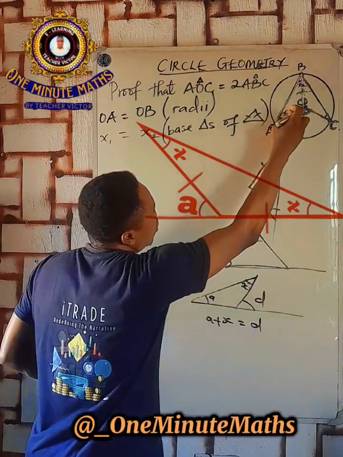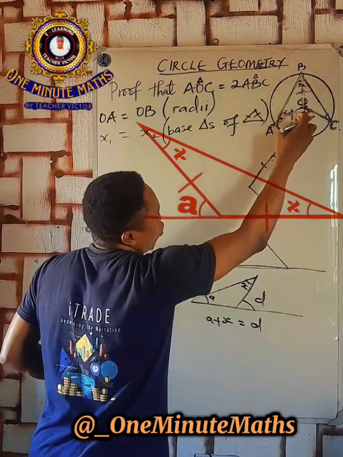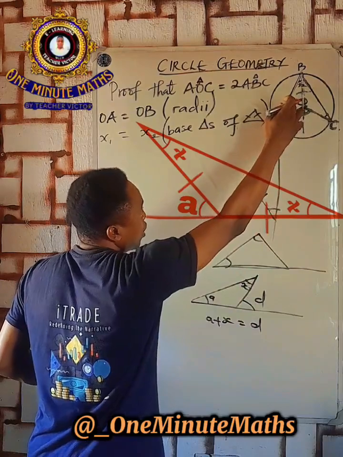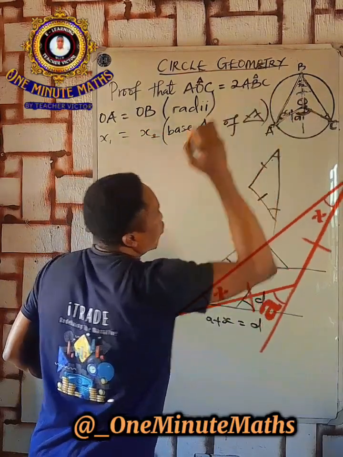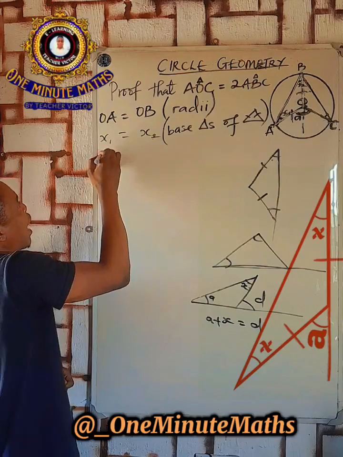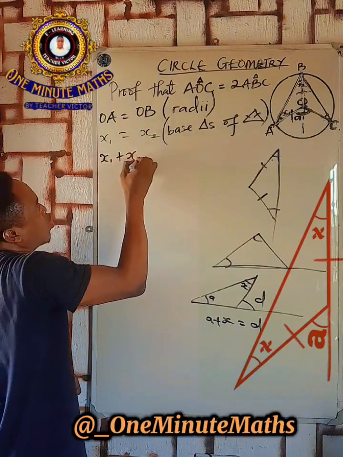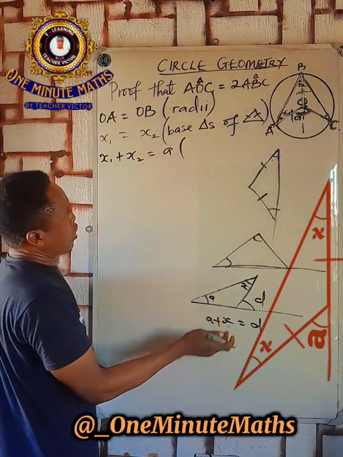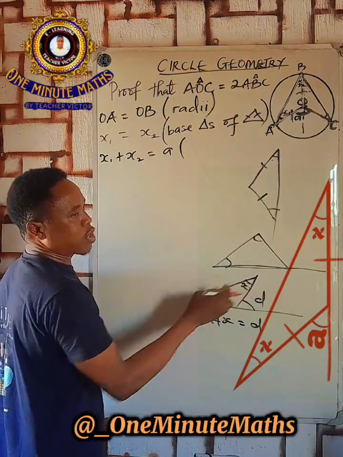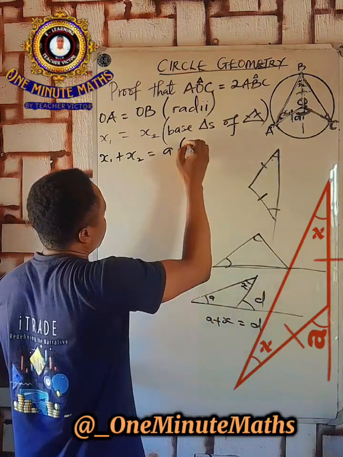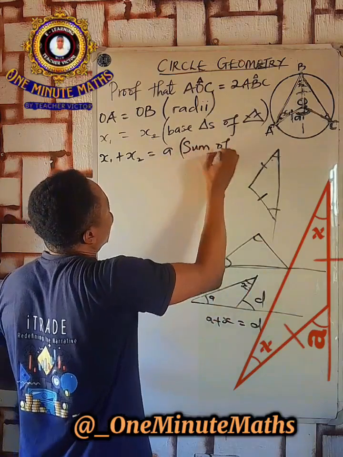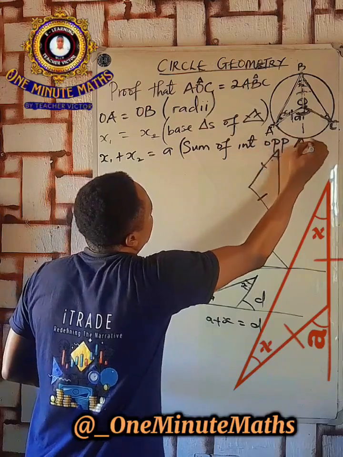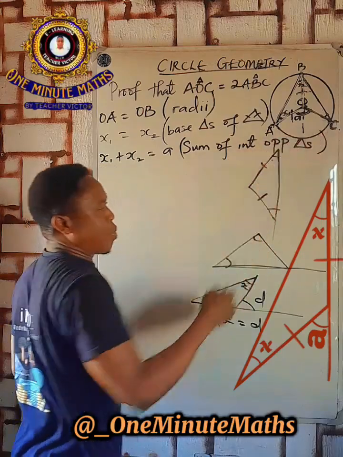In like manner, if x1 adds to x2, we should get whatever value that is here, since this diagram is just a replica of this one. So let's call this part a. It therefore means that x1 plus x2 is equal to what? A. And that is because of the theorem we just stated, that the sum of interior opposite angles equals the exterior angle. So we say sum of interior opposite angles. You can close your bracket.